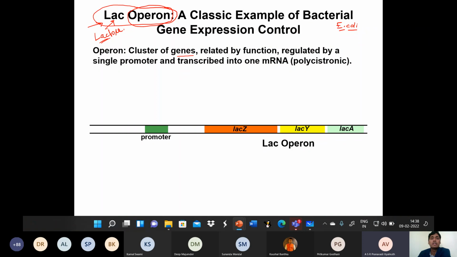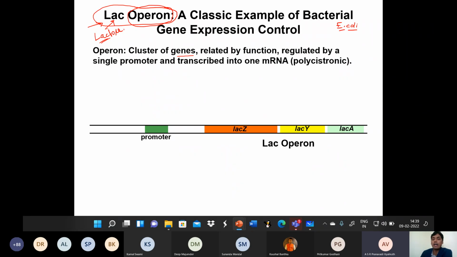So now, a single promoter. In the last class I discussed that in the upstream of a gene, you have a promoter sequence that recruits RNA polymerase so that transcription can be started.